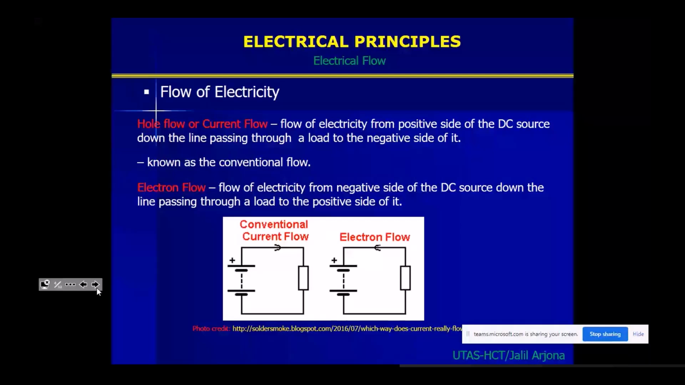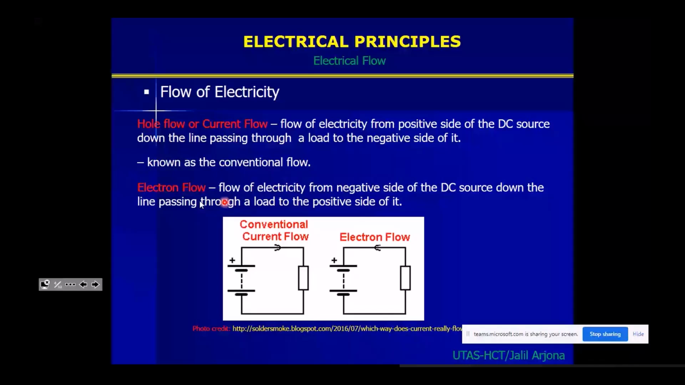We have flow of electricity. To recall or to refresh, there are two flows of electricity. Number one is the hole flow, or current flow. What does it mean? This is a flow of electricity from the positive side of the DC source down the line, passing through a load to the negative side of it. So this is known as the conventional flow.